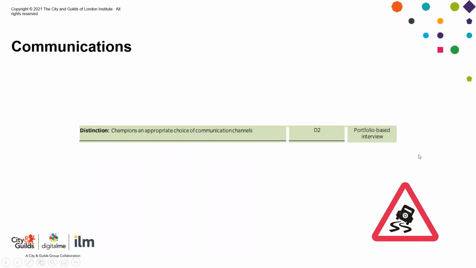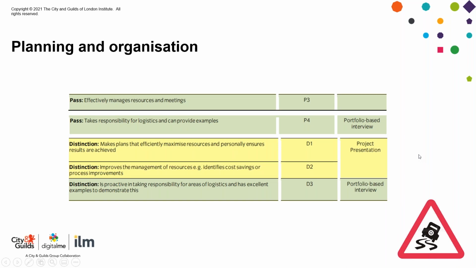So if we can move to planning and organisation. Planning and organisational skills are fundamental to success in a business administrator role. And there are definitely some tricky corners here. At pass level, apprentices have to manage resources and manage or organise meetings. If they don't, they will not pass.